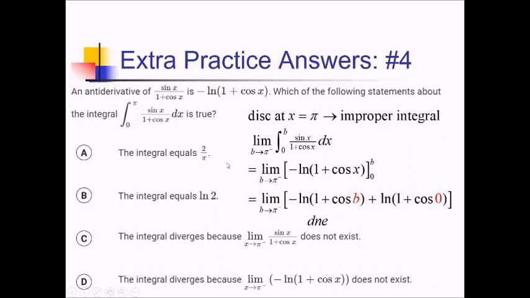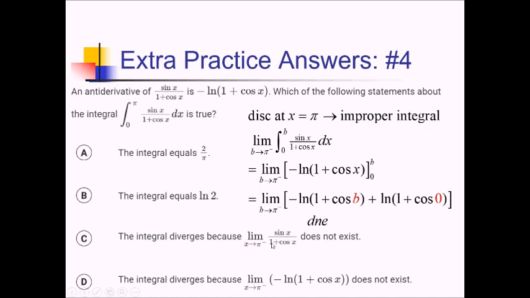So now looking through the answer choices. Choice A, the integral equals 2 over pi. Nope, the limit didn't even exist, so the integral doesn't really equal anything. It doesn't equal 2 over pi, it doesn't equal ln of 2. Now we get down to choice C. The integral diverges because the limit of this stuff does not exist.